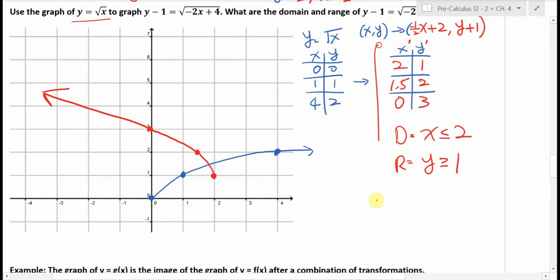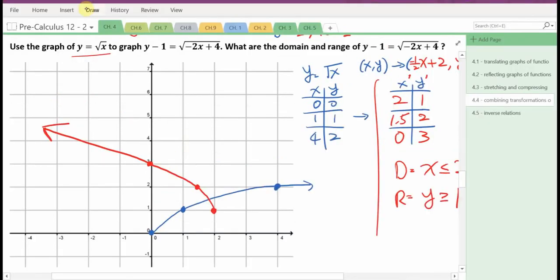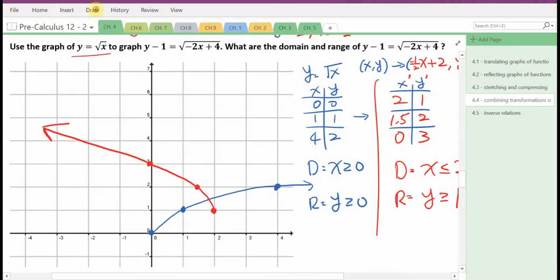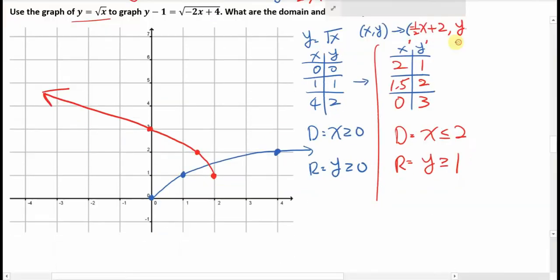For the original domain and range, I'll use blue. You didn't ask, but I'll show you anyways. I mean, I'm sure you can get it too anyways. It's greater than or equal to 0 here, and range will be also greater than or equal to 0. You see it actually changed quite a bit. Okay. All right.